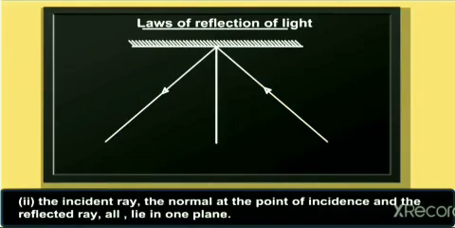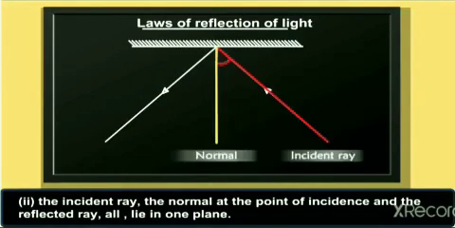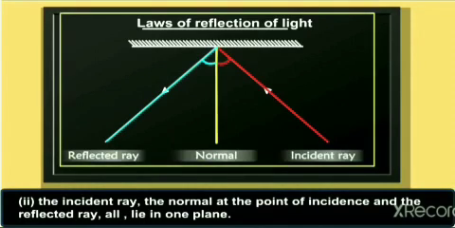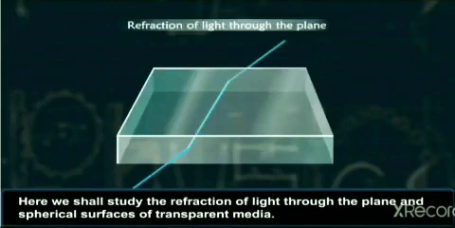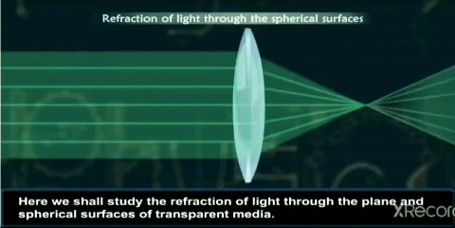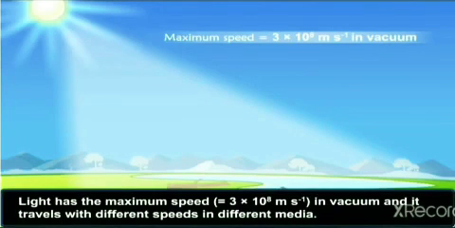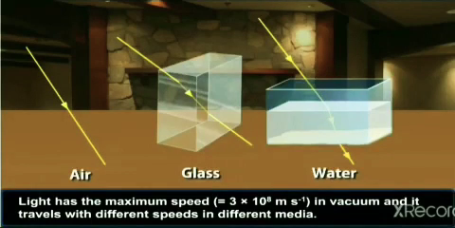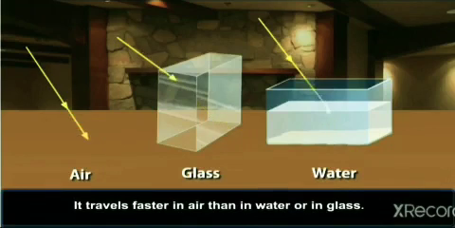And second, the incident ray, the normal at the point of incidence, and the reflected ray all lie in one plane. Here we shall study the refraction of light through the plane and spherical surfaces of transparent media. Light has the maximum speed equal to 3 into 10 raised to 8 meter per second in vacuum, and it travels with different speeds in different media. It travels faster in air than in water or in glass.